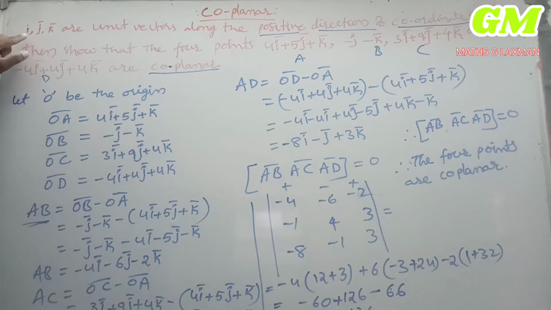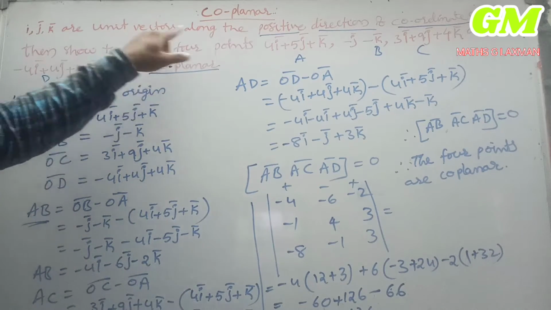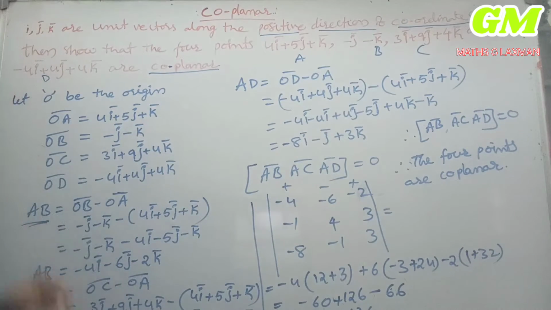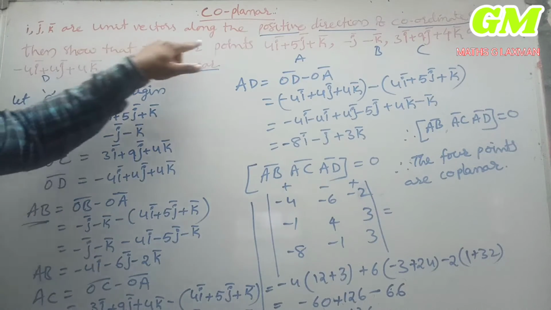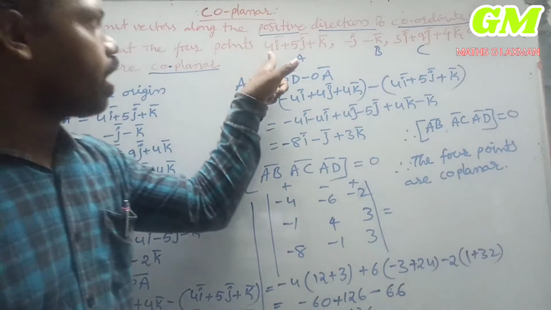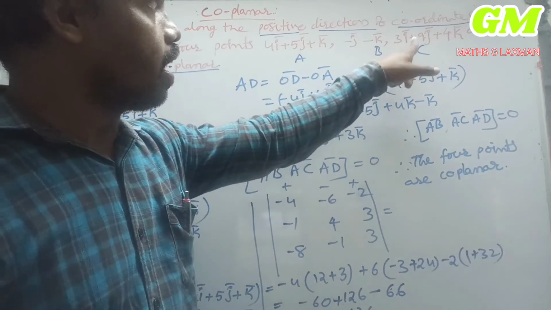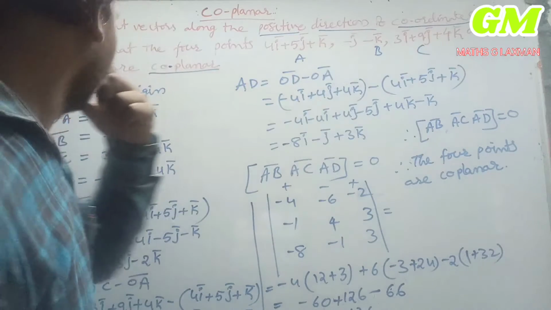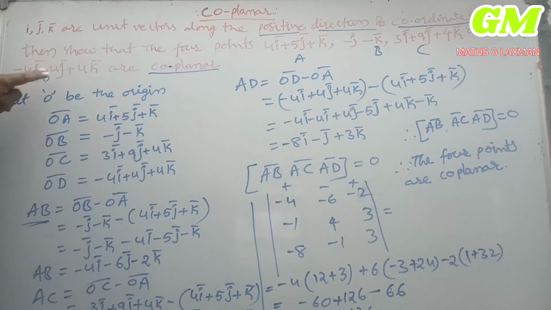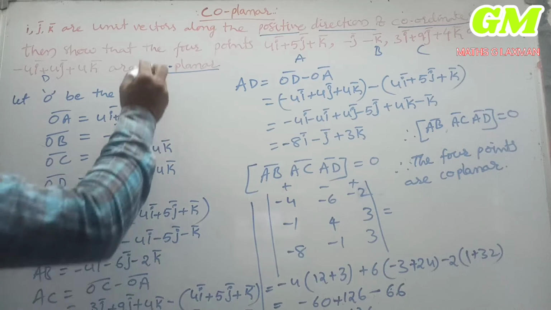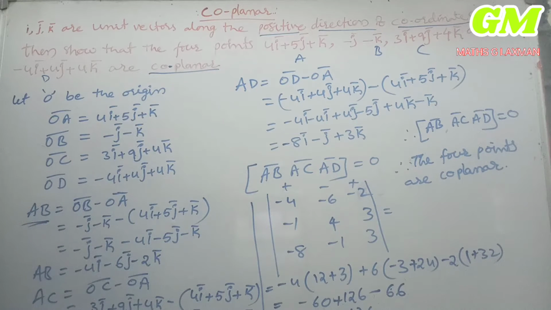Here the question is that i, j, k are unit vectors along the positive direction of coordinate axis. Then show that the 4 points 4i plus 5j plus k, minus j minus k, 3i plus 9j plus 4k and minus 4i plus 4j plus 4k are coplanar. So we need to show that these 4 points are coplanar.